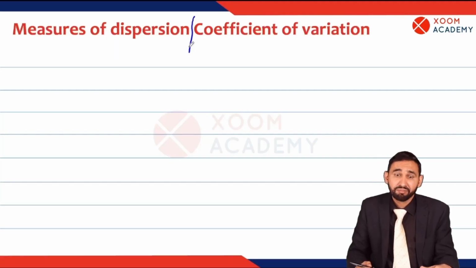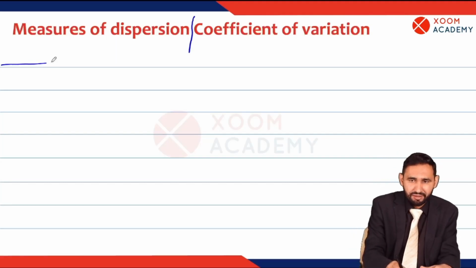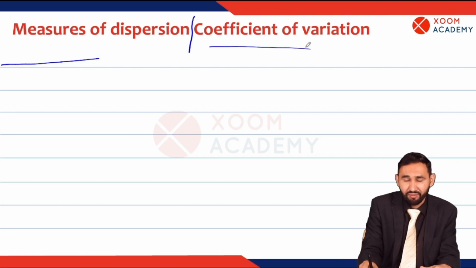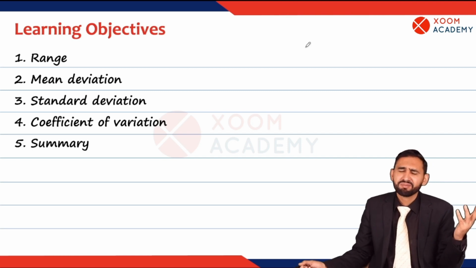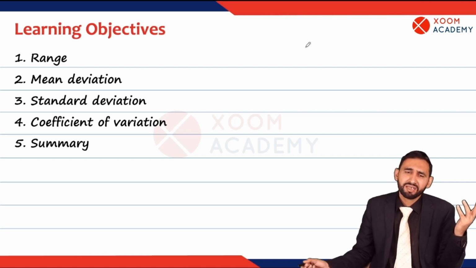Let's discuss measures of dispersion and coefficient of variation. We have discussed while discussing measures of central tendency that there is a problem of outliers. So measures of dispersion may correct this problem. This lecture will be discussed according to the following learning objectives.